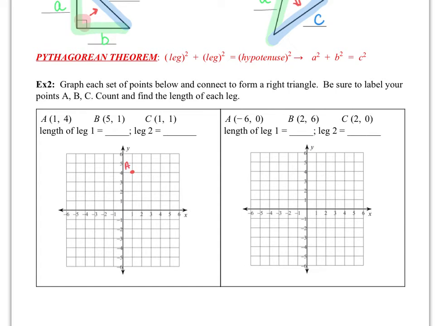Point B is 5, 1, so I'm going to go over 5 and up 1. And point C is 1, 1, so I'm going to go over 1 and up 1.